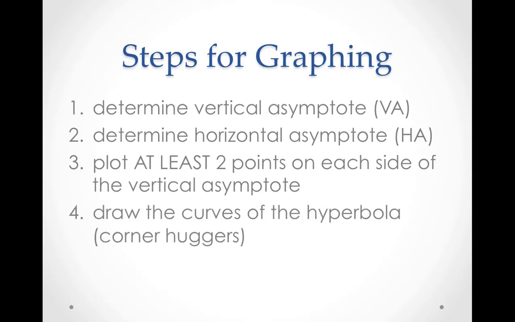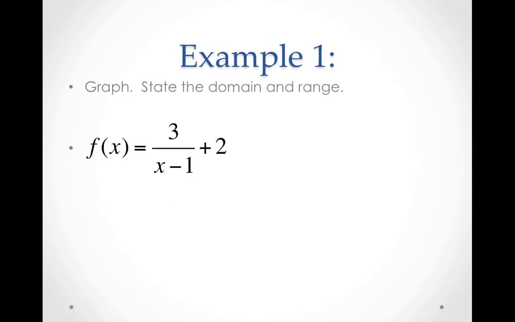And number 4, draw the curves of the hyperbola, or what we would call corner huggers. So let's see an example of this. We want to graph this function and then state the domain and the range. So our function is f of x equals 3 over x minus 1 plus 2.